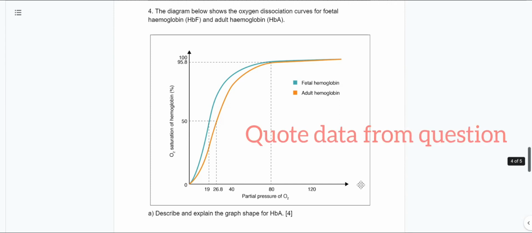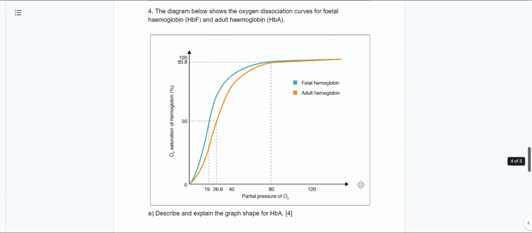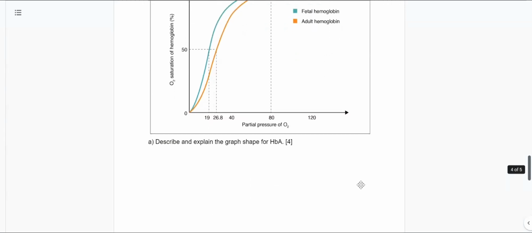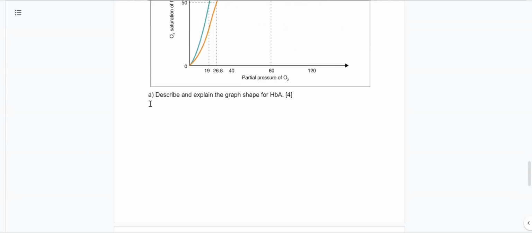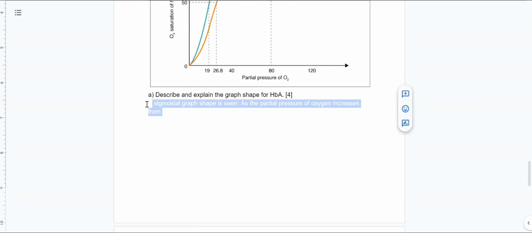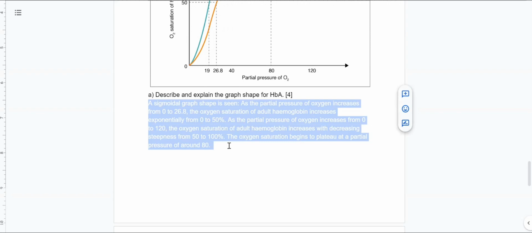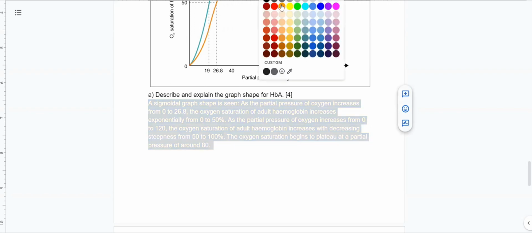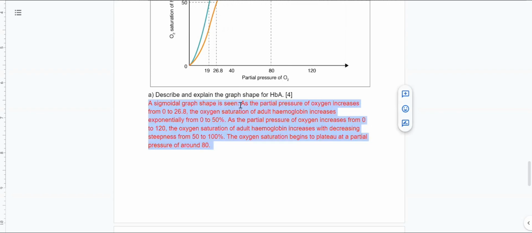So that is exactly what we are going to do to answer this part A question. Describing the graph shape, we just start off by talking about how the graph shape is sigmoidal. And once again, that is linked to the allosteric nature of hemoglobin, as I mentioned earlier.